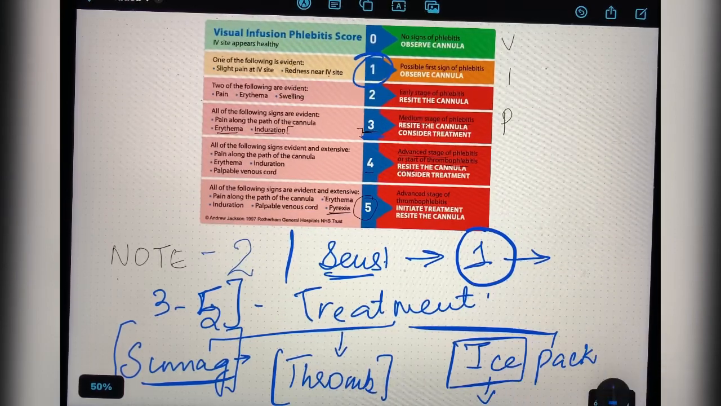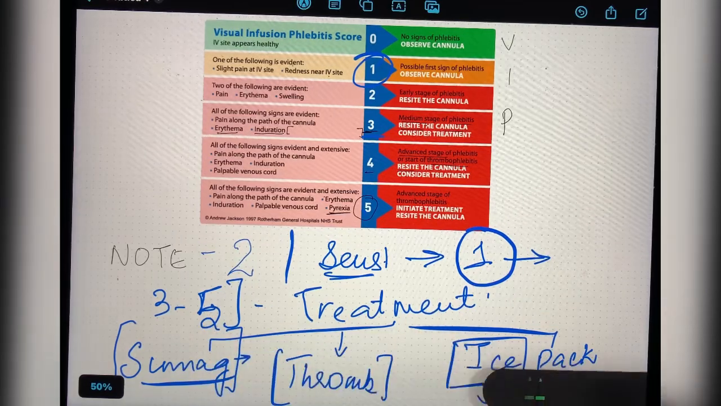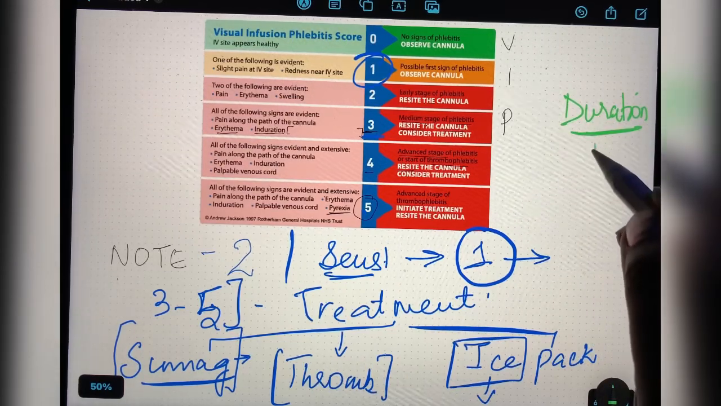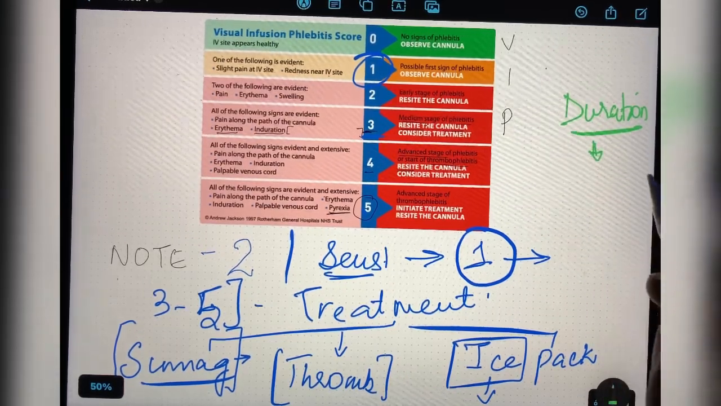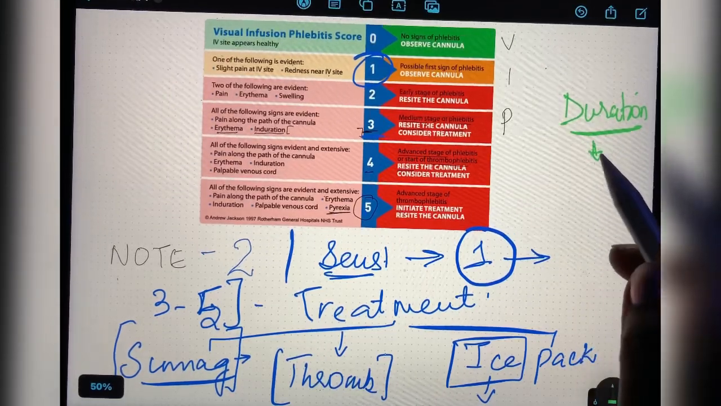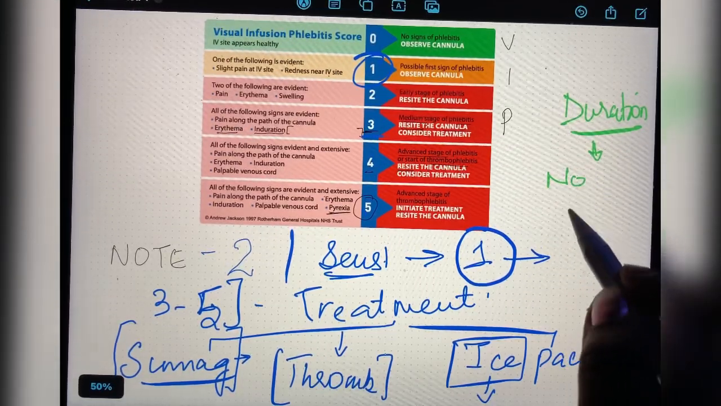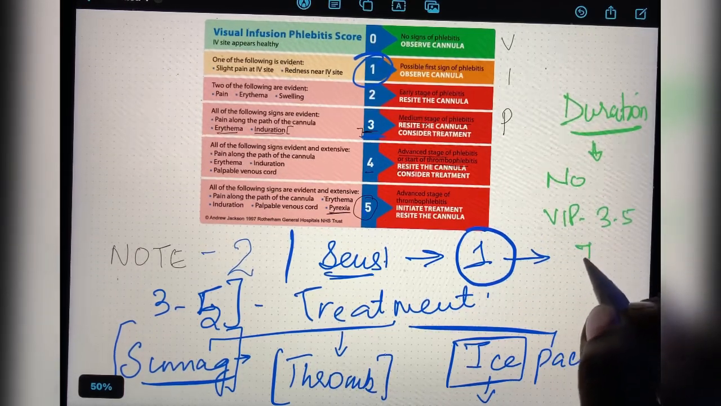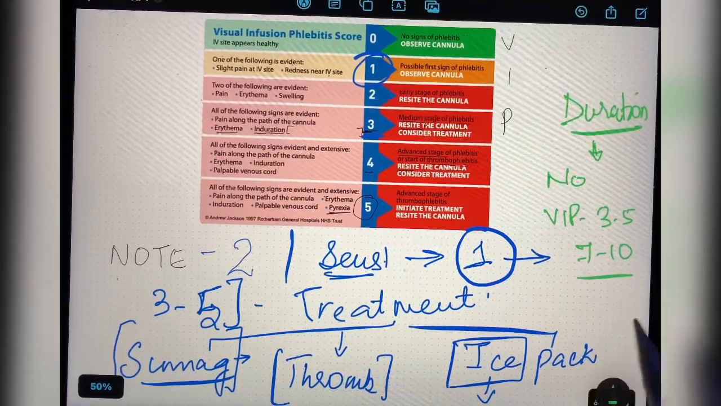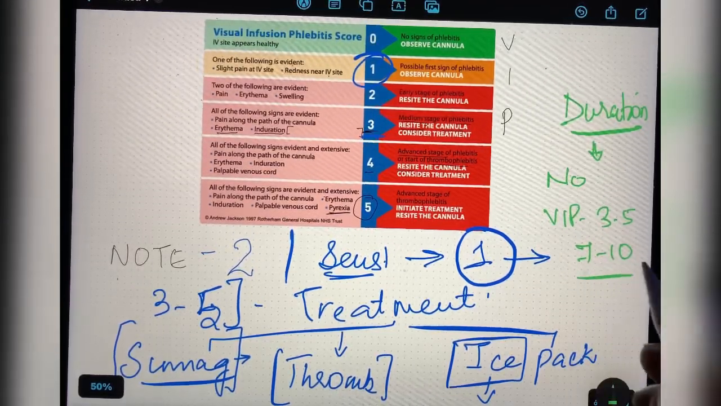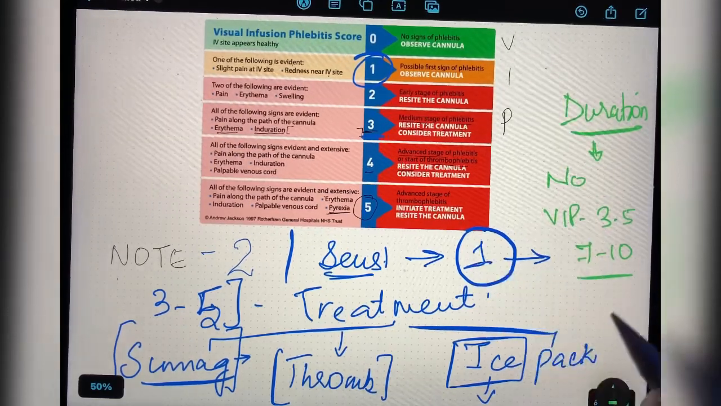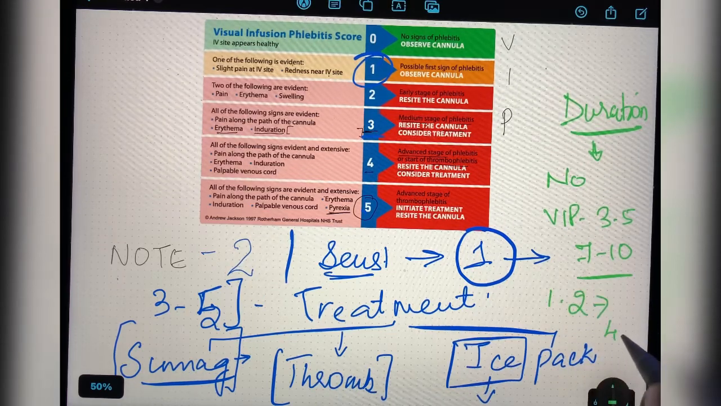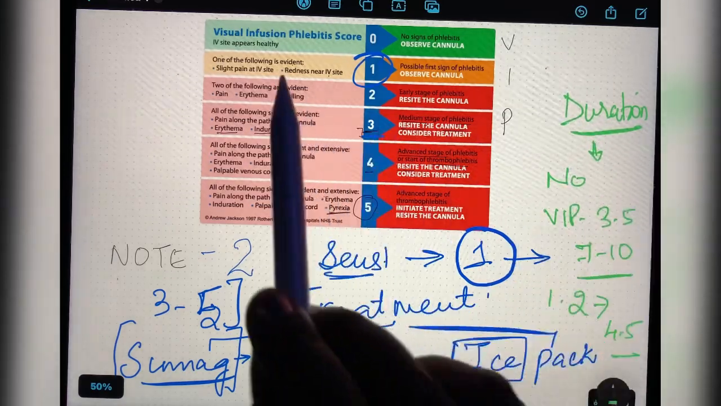One of the most commonly asked questions by patients is how much time it will take to subside. Most of the time healthcare workers are unaware of this fact and will say it will take 2 to 3 days and go on its own. But the answer is no, because if the VIP score is 3 to 5, sometimes it will take 7 to 10 days to subside, because the swelling is that much. And if it is in the starting stage, like 1 to 2, it will take at least 4 to 5 days to go. So this is all about this scale, that is VIP.